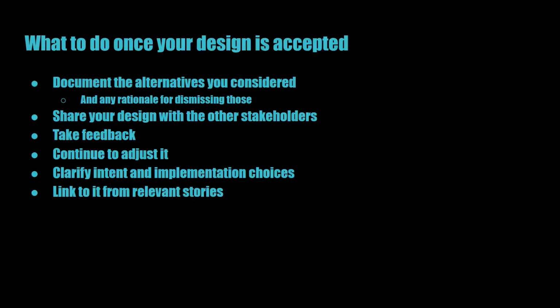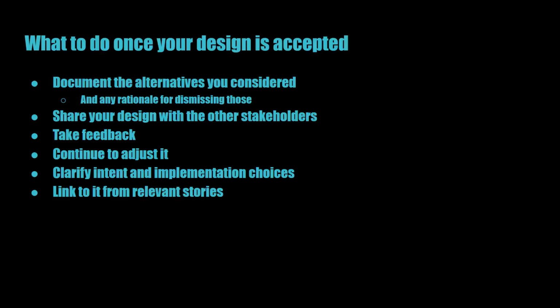What do you do once your design is accepted? You need to document the alternatives that you considered and any rationale for dismissing these. This is going to be important later once it's challenged. Share your design with the other stakeholders, including the developers. Take feedback. Design is a continuous process. Continue to adjust the design. Clarify your intent and implementation choices. What you need to do is continuously monitor the health of the design through implementation. Link to your design from relevant stories.